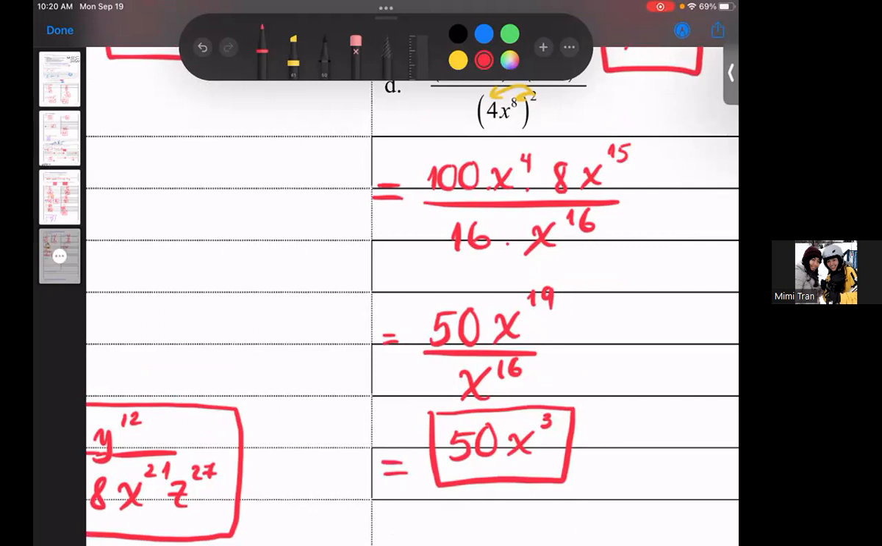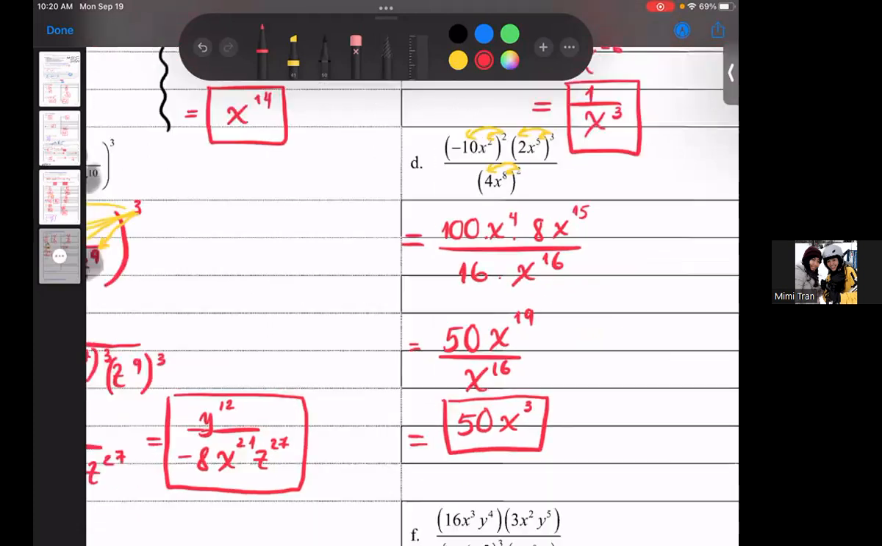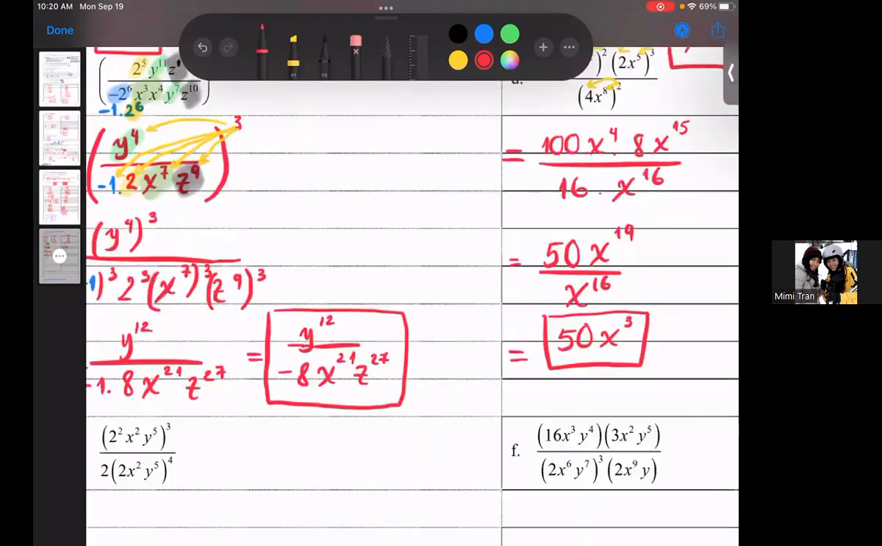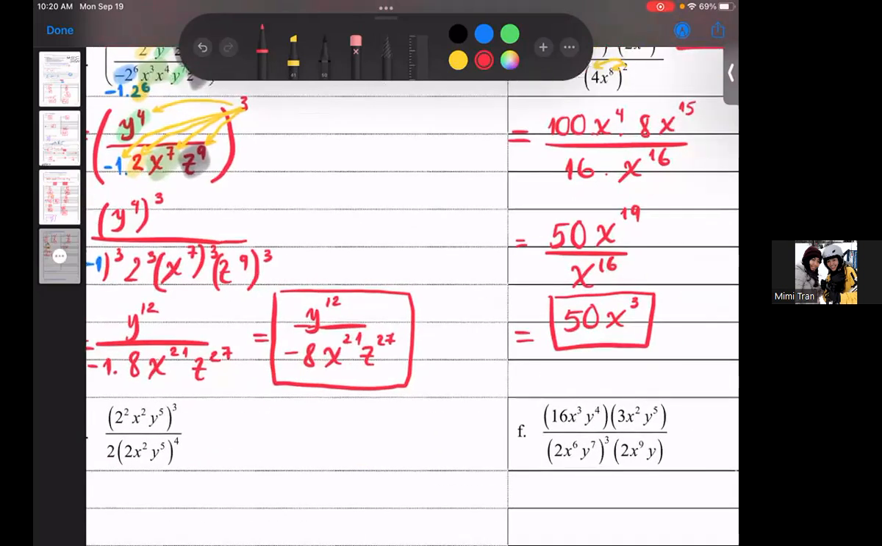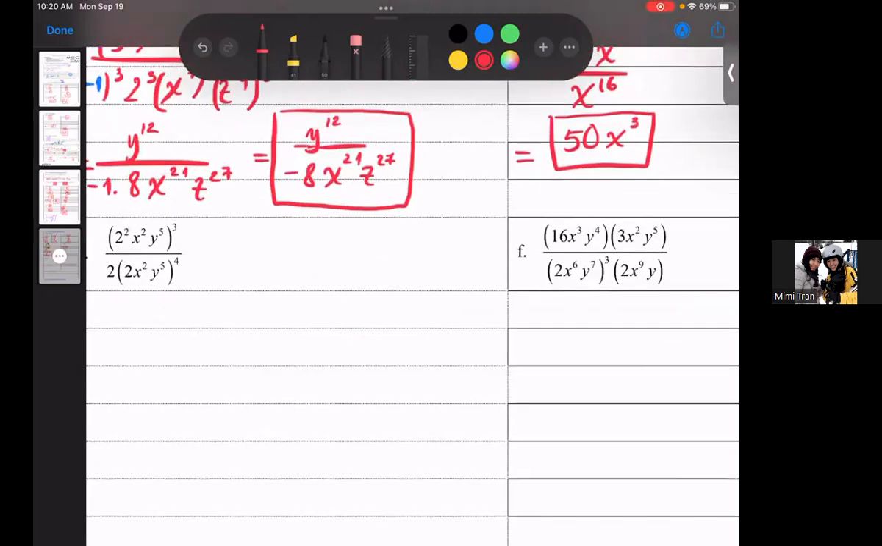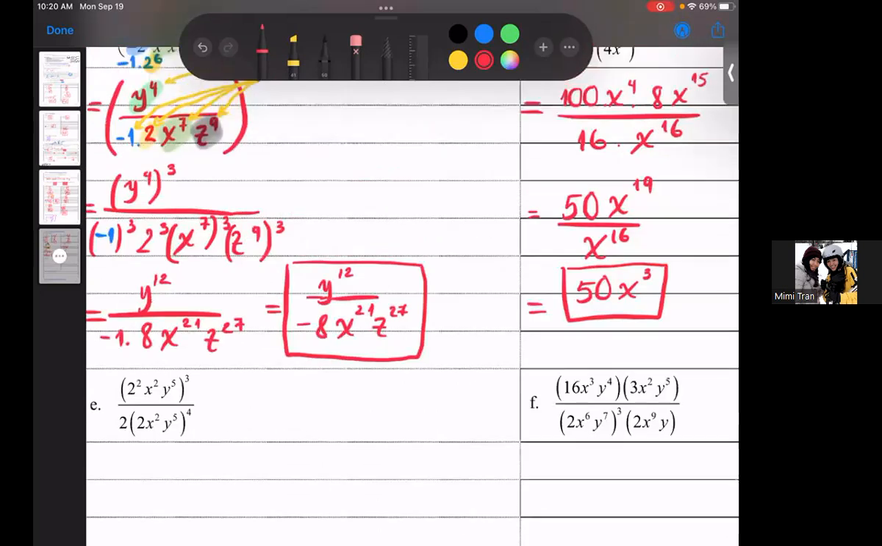If I make mistakes, please let me know. Okay. Sometimes I multiply things incorrectly. Almost there. Oh, D.